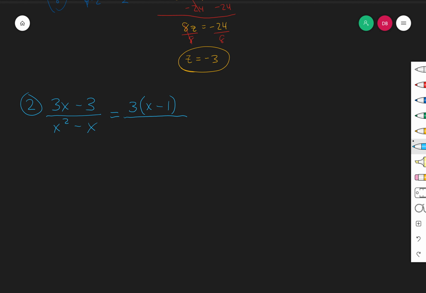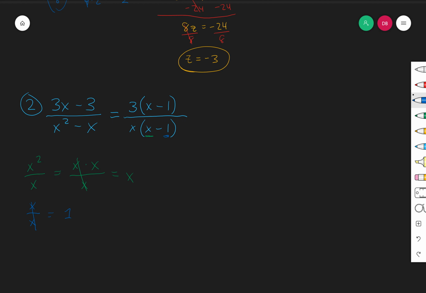On the bottom, it's maybe a little less obvious, but still not too hard to find. They both have an x, right? X squared and minus x, they both have x's. So I can pull out an x. And here I'm left with x minus 1. As a side note, if I take x squared and divide it by x, it's like x times x over x, and the x's cancel, and I'm left with x. So that's how I got that x right there. And if I do x over x, they cancel and I'm left with 1, and that's how I got that 1 right there.